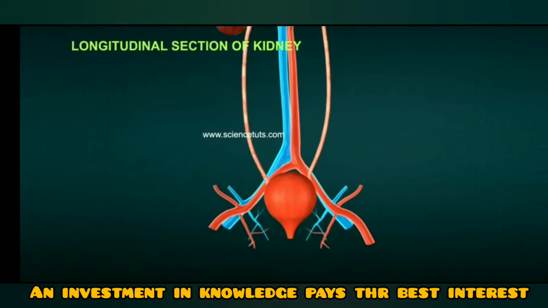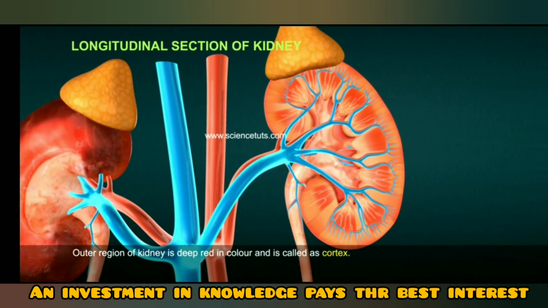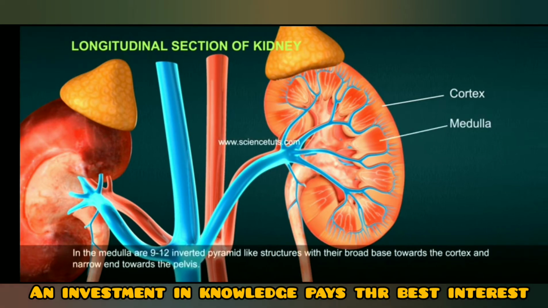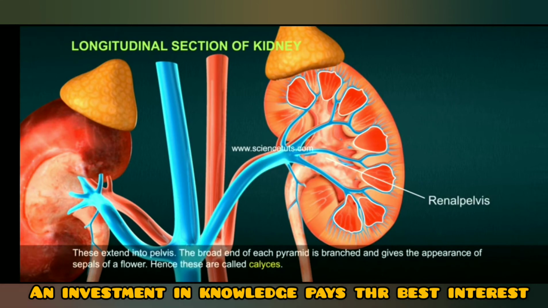Longitudinal section of kidney. The outer region of the kidney is deep red in color and is called cortex. The inner region is light red in color and is called medulla. In the medulla are 9 to 12 inverted pyramid-like structures with a broad base towards the cortex and narrow end towards the pelvis. These extend into the pelvis.